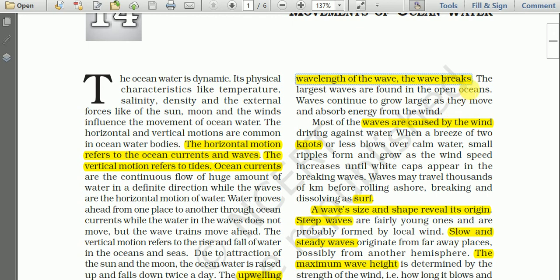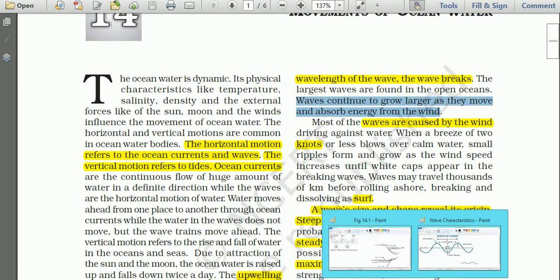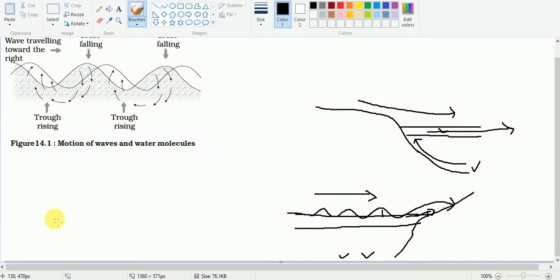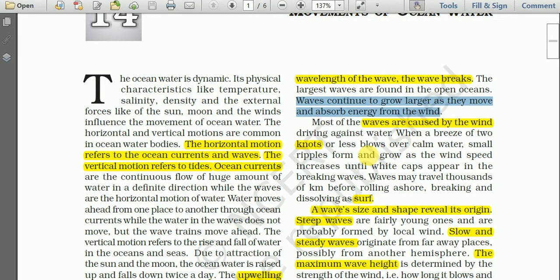The largest waves are found in the open oceans, in the middle of the ocean, not in the coastal area. The waves continue to grow larger as they move and absorb energy from the wind. The amplitude of the wave increases as the distance increases. For example, here is the sea water, and when the wind blows over it, ripples are generated, and the amplitude increases as the distance increases.